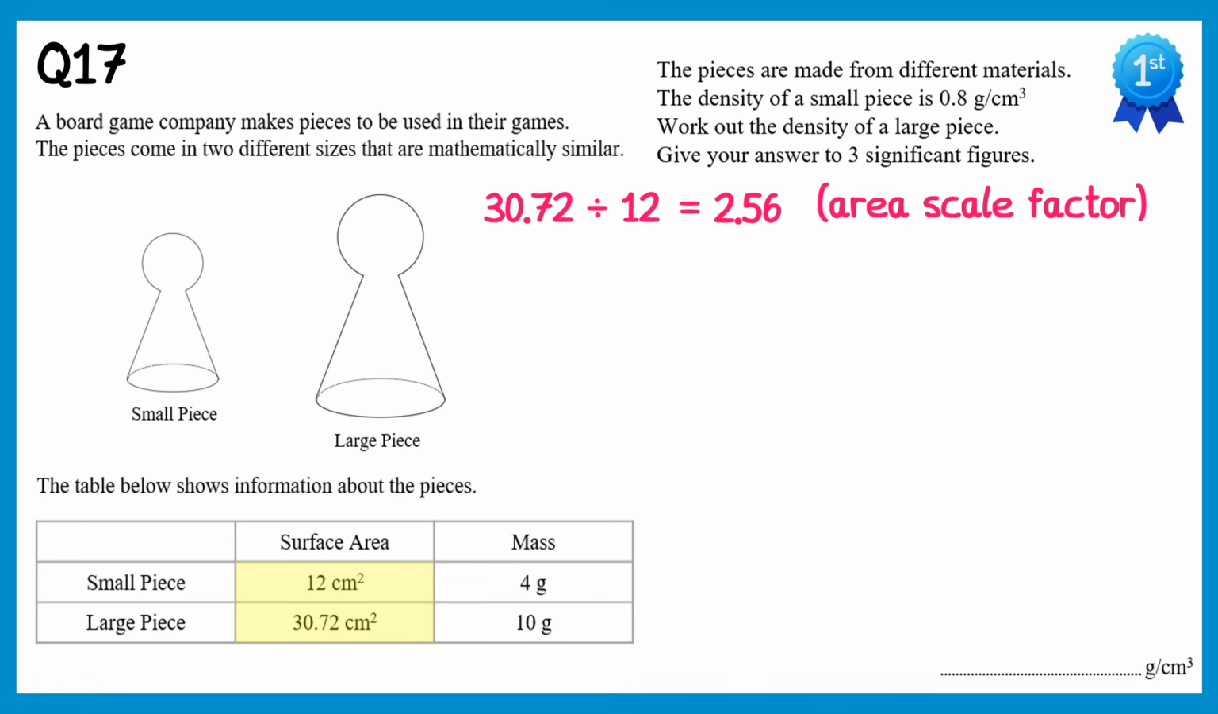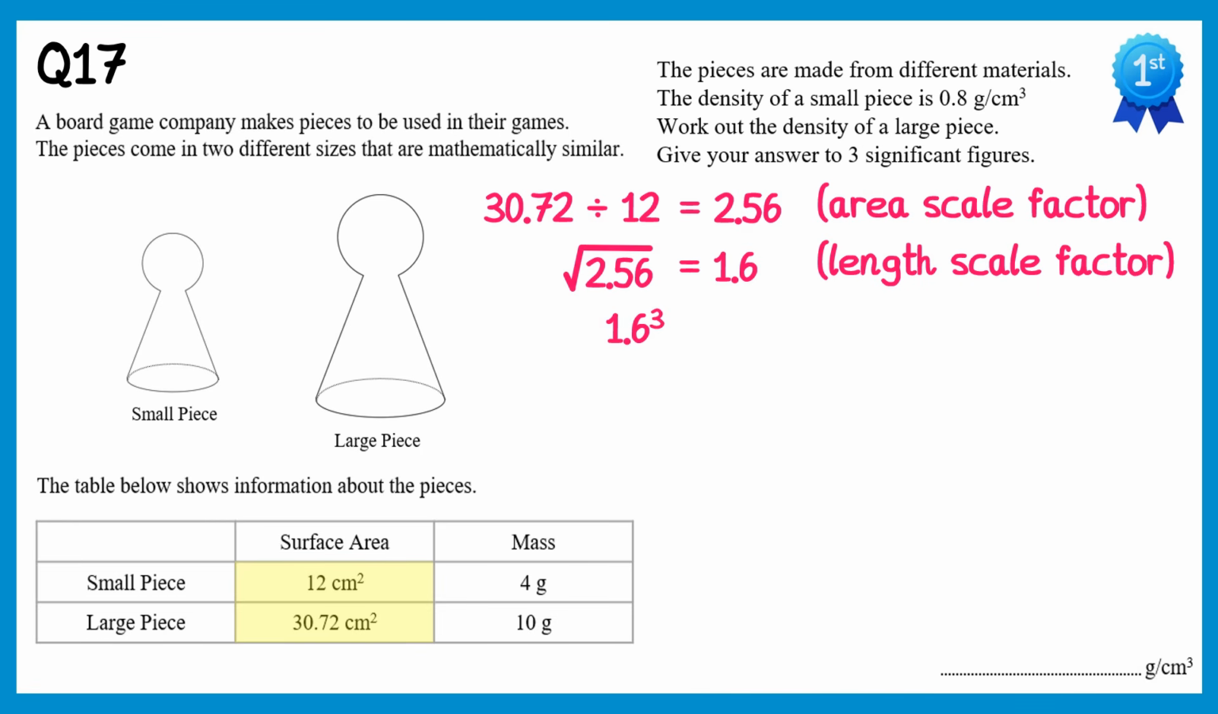Now if you've got an area scale factor, you can find out the length scale factor by square rooting this. So the square root of 2.56 is 1.6. So that's the length scale factor. You can then turn that into a volume scale factor by cubing it. So 1.6 cubed gives you 4.096, which is the scale factor for the volumes.